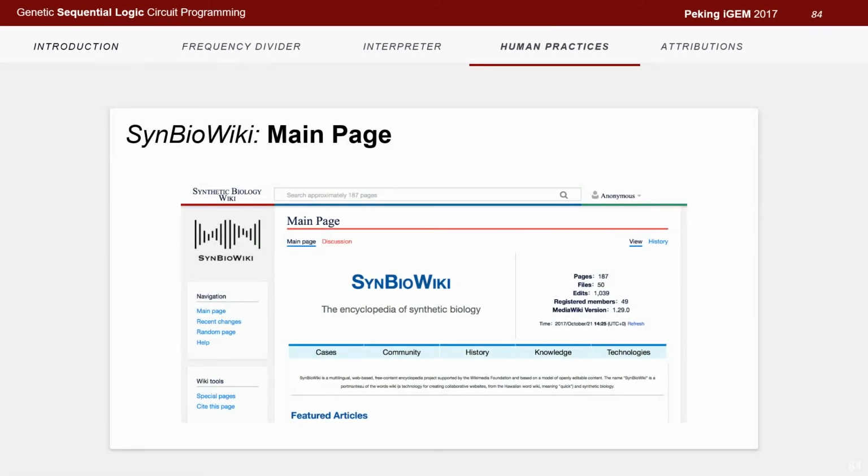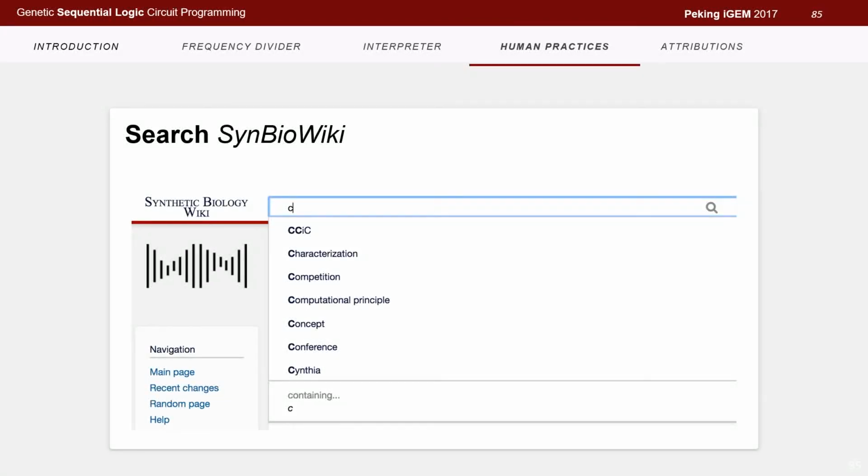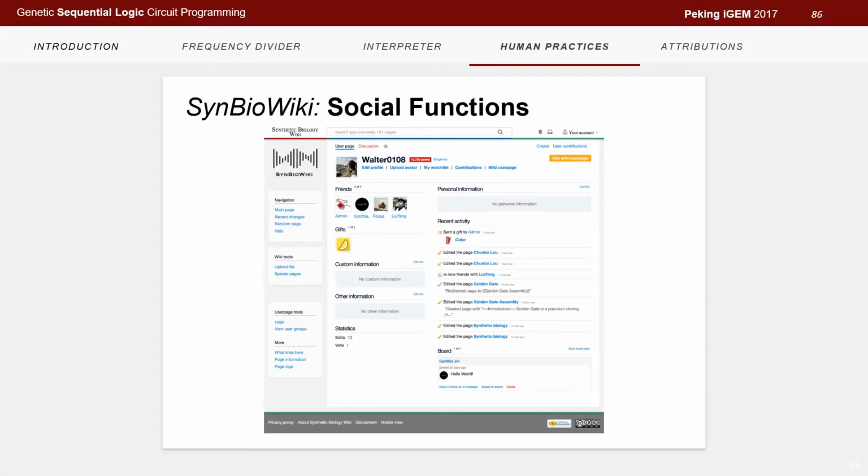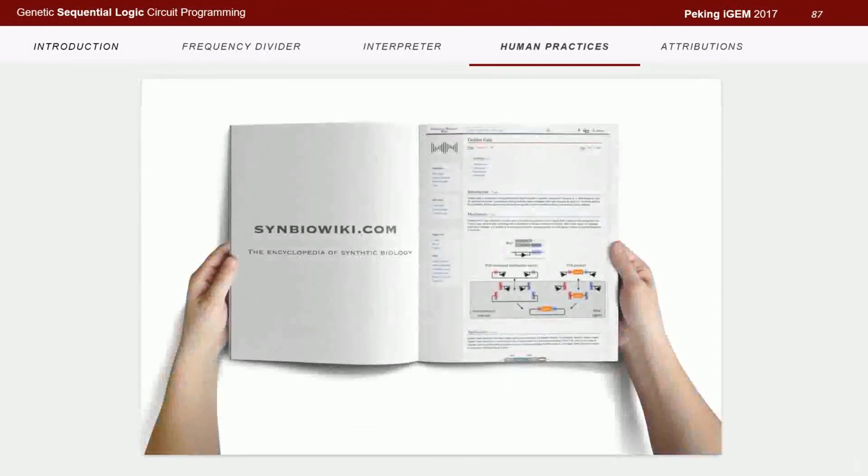With normal wiki functions such as wide coverage and editing, the wiki is born with strong social capabilities. You can not only acquire and contribute information, but also make friends and discuss with synthetic biology researchers and iGEMers worldwide. Together we are a community, and we would like you to join and make this happen. Don't hesitate to visit the website right after this presentation.